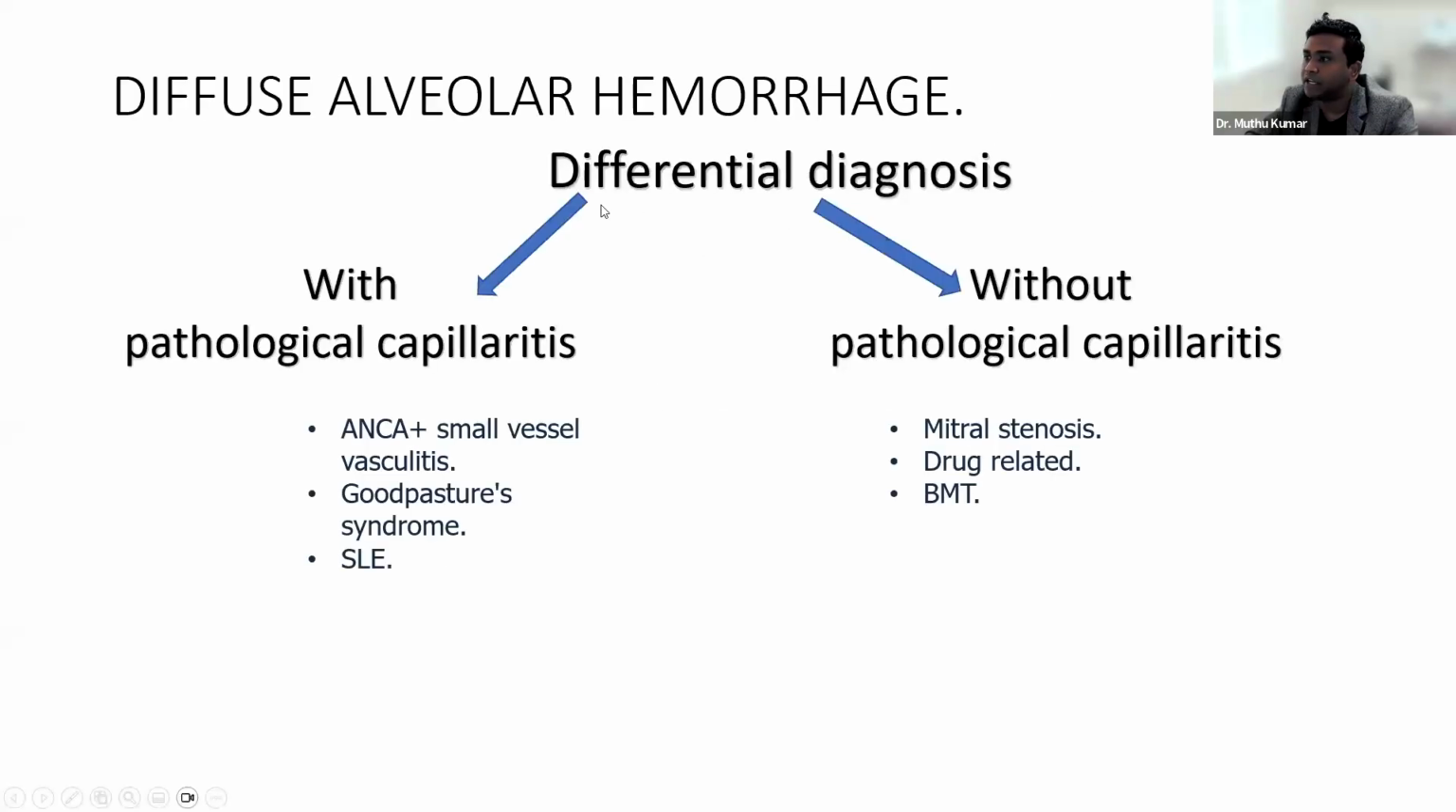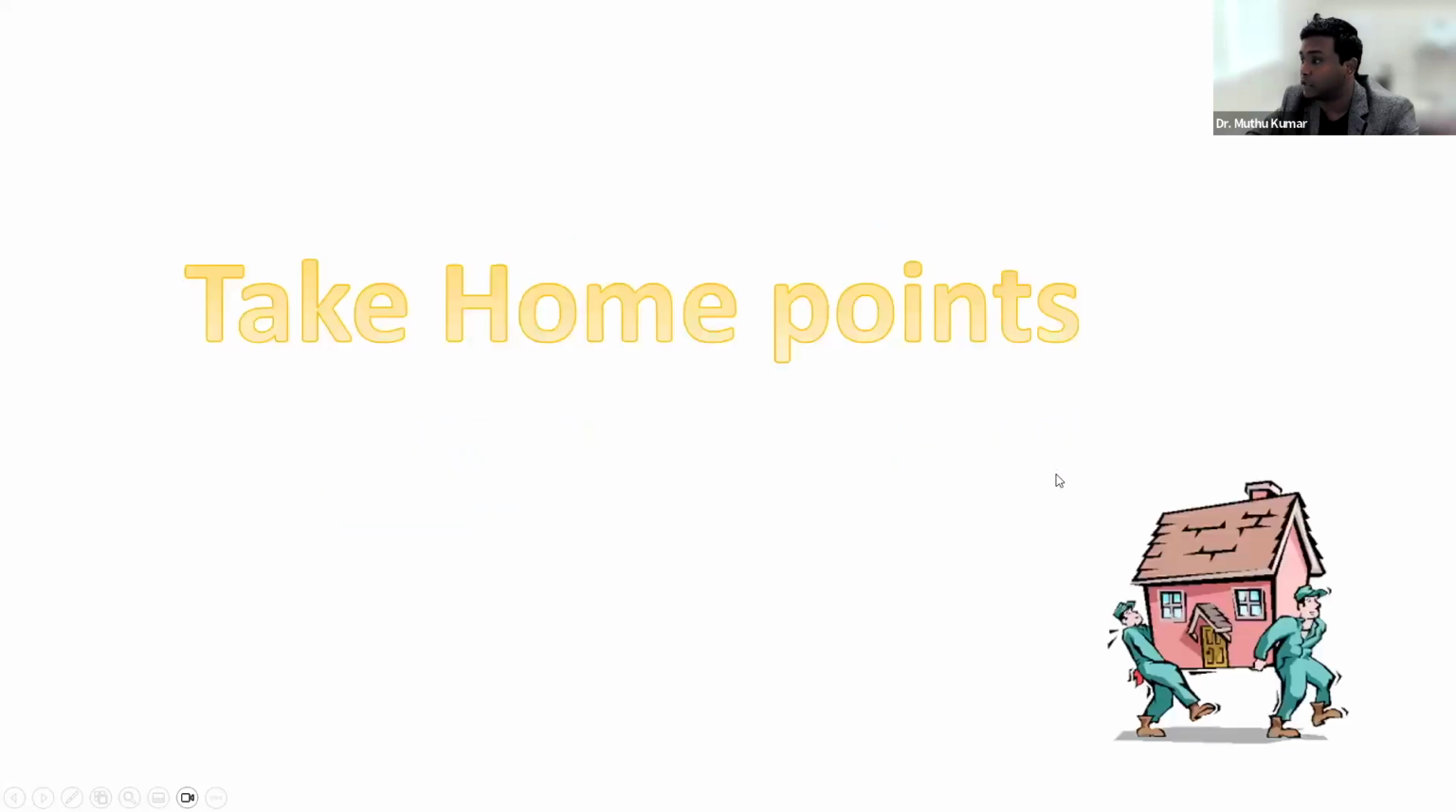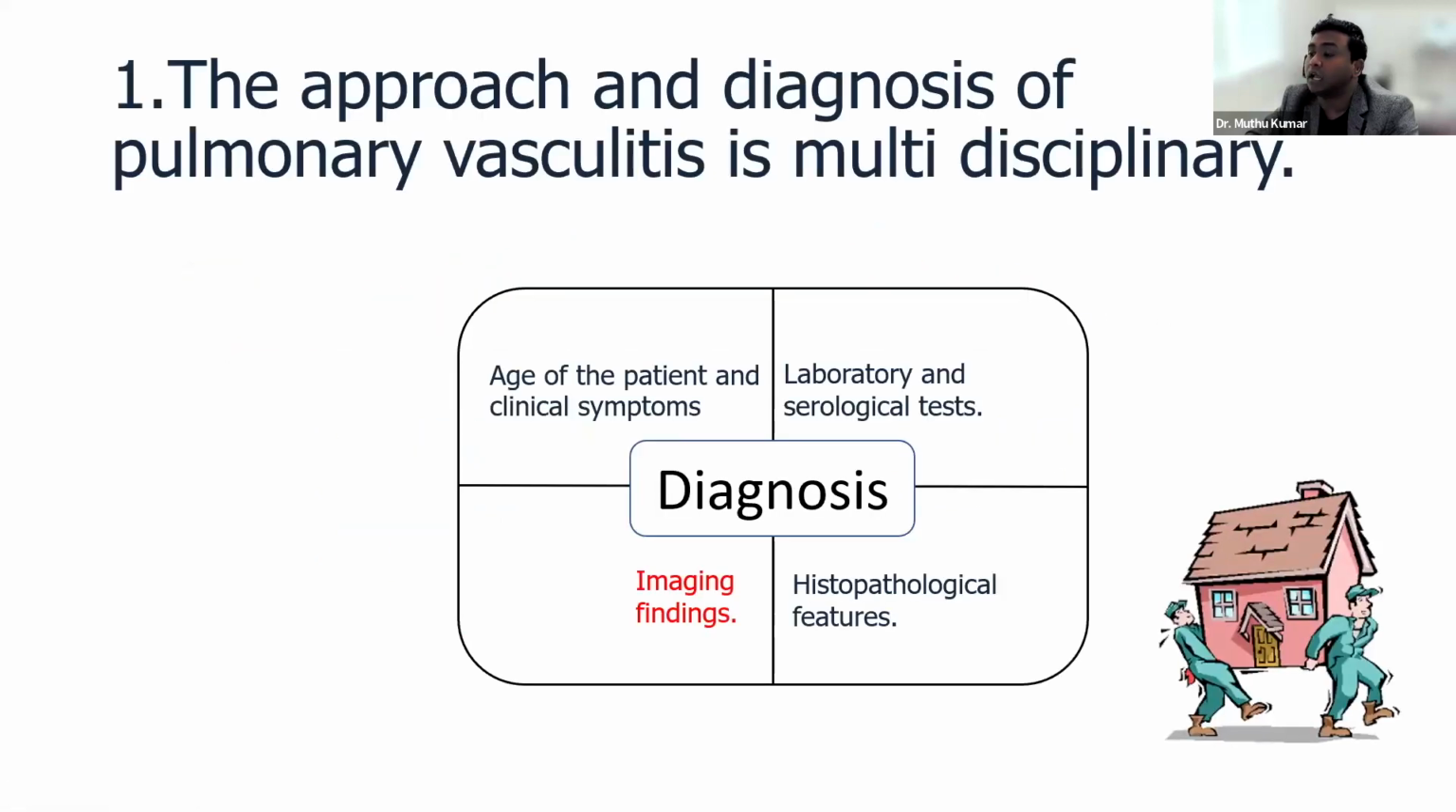For diffuse alveolar hemorrhage, the differentials include those with pathological capillaritis and without pathological capillaritis. Those with capillaritis include ANCA small vessel vasculitis, Goodpasture, and SLE. Without capillaritis, there are mitral stenosis, drug-related, and bone marrow transplant-related causes. So finally, the take-home points. We are reiterating the fact that pulmonary vasculitis is a multidisciplinary diagnosis. Age of the patient, laboratory and serological data, imaging findings, and histopathological features all combined together will give you a precise diagnosis, and we can guide the patient with precise treatment.